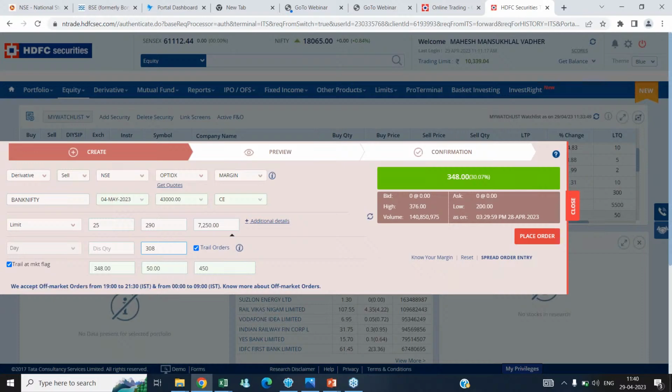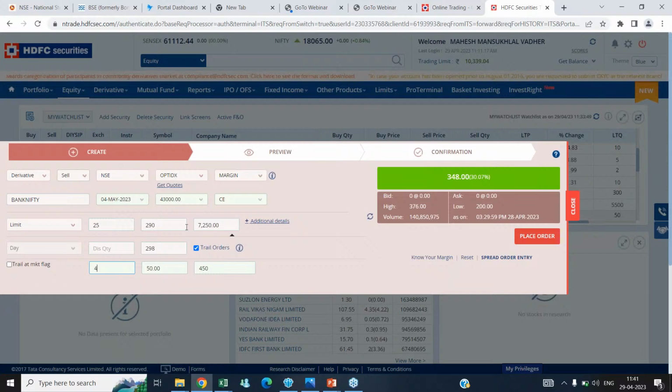However, there is one more thing you can do. If you don't want to trail this amount, if you want to place it at 298 only, what you have to do is untick the trail at market flag, and here at trail at price you need to keep a level just below the target price you have specified. So suppose you want to keep it fixed at 298 rupees only. You don't want to trail this stop price; it should be at 298 and it should not be trailed.